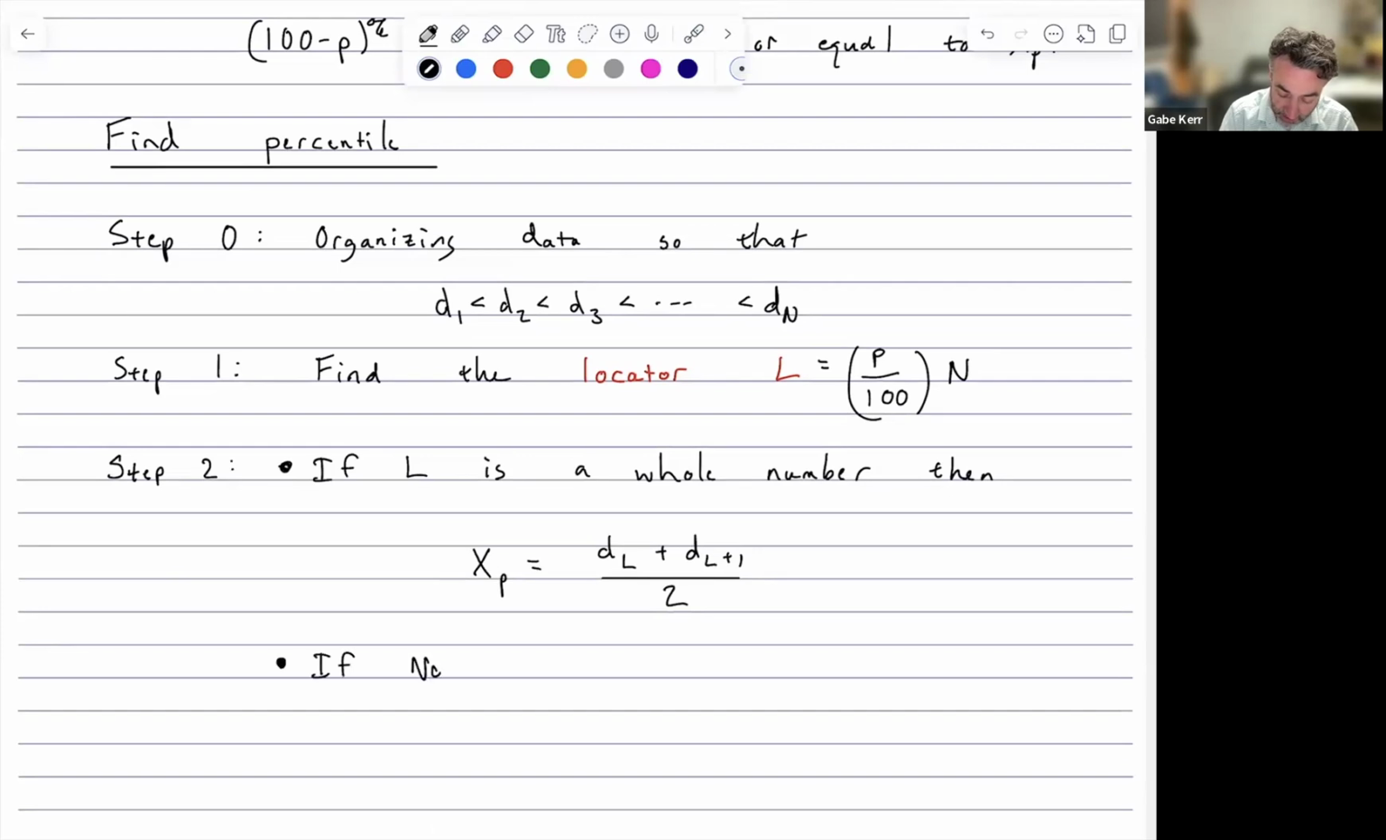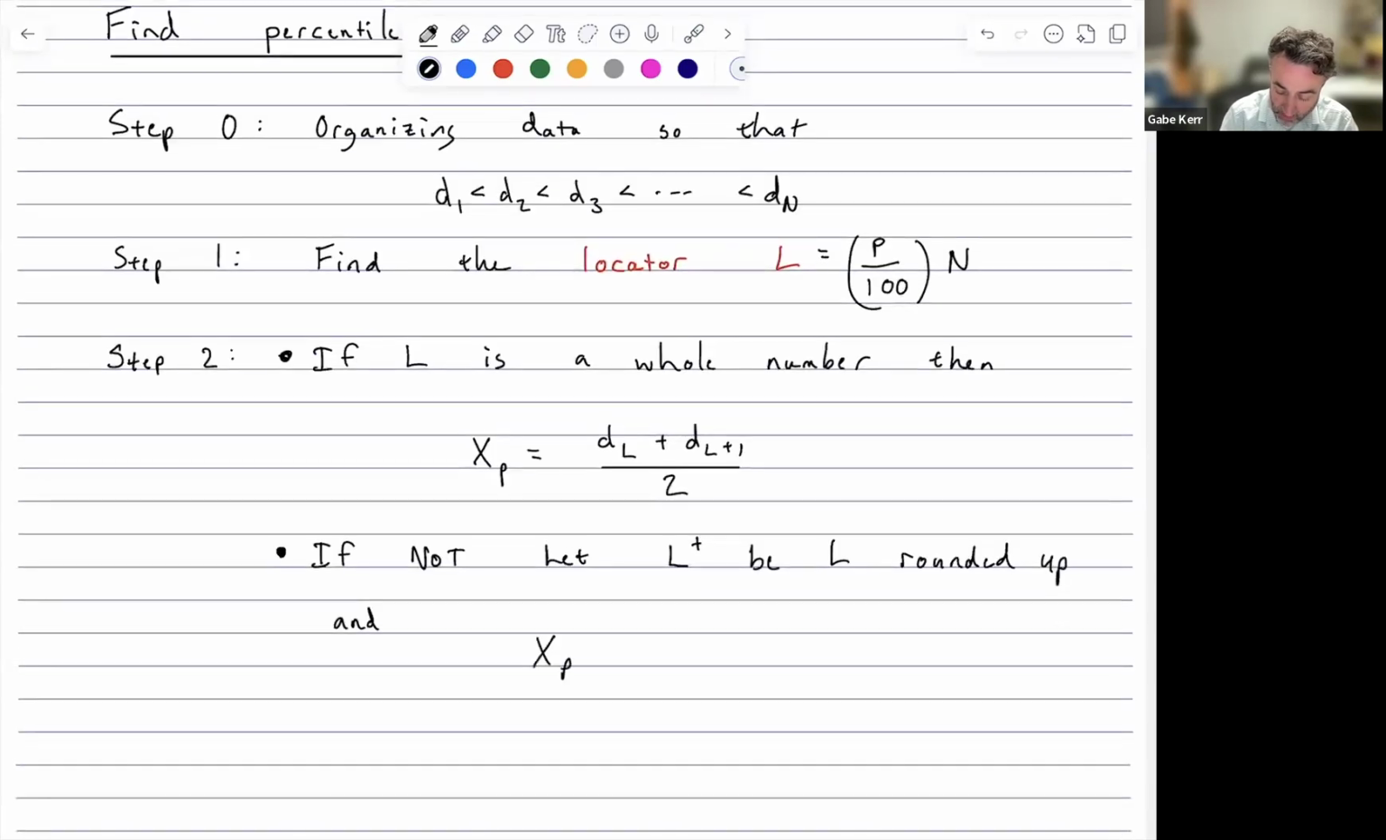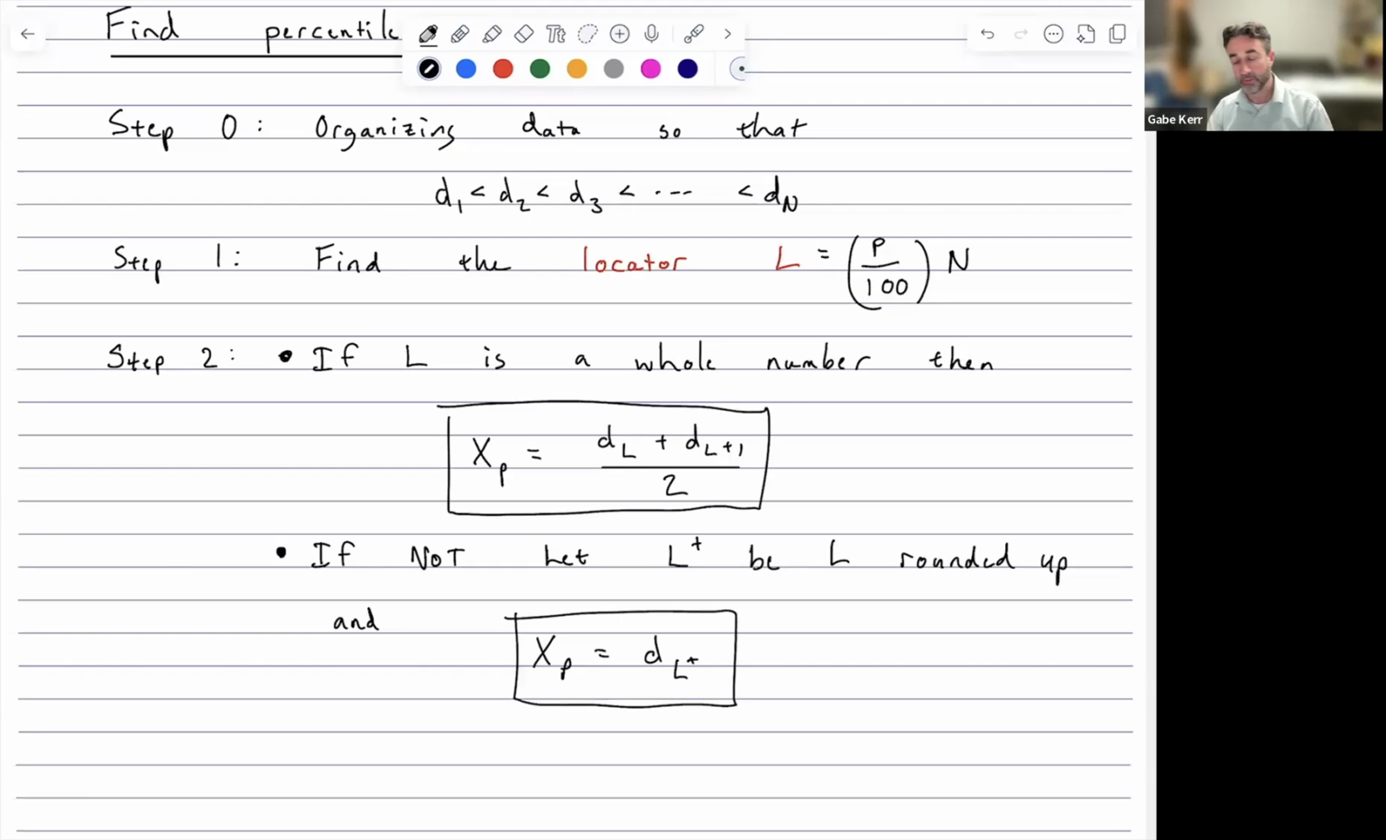If L is not a whole number, then let L plus be L rounded up. So we round up, and then take x sub p to equal d sub L plus. It may look a little funky here, but this is the way we can find the pth percentile.